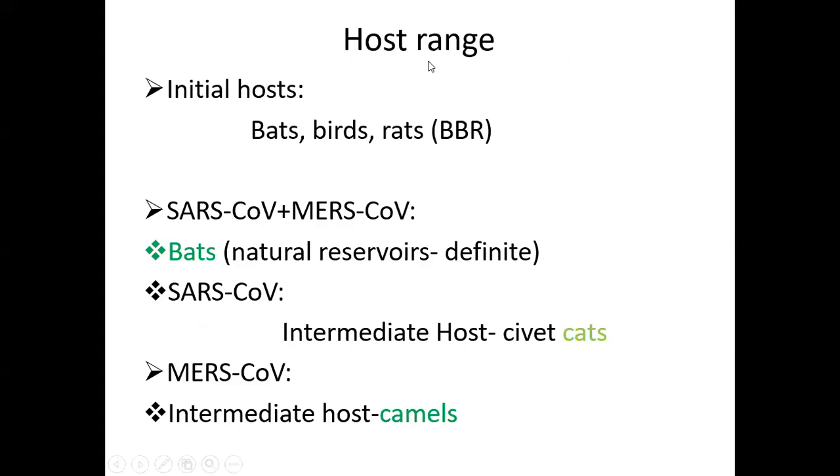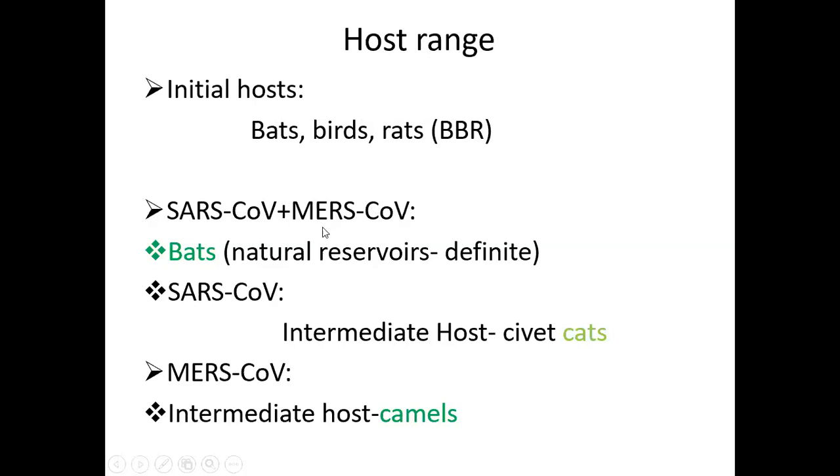Regarding the host range of coronavirus 2, the initial hosts recognized are bats, birds, and rats. The initial case emerged from people who were engaged in the seafood markets in the Chinese city of Wuhan. So this indicates the animal origin of this virus.